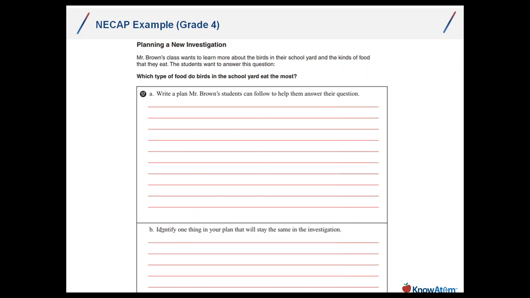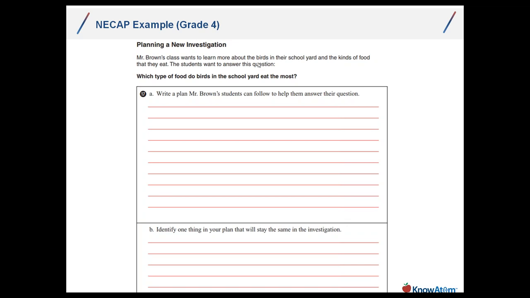Next piece, Mrs. Brown's class wants to learn more about birds in the schoolyard and the kinds of food that they eat. Students want to answer this question: which type of food do birds in the schoolyard eat most? Okay, so now we're going back to help write a procedure, write a plan. See, that's the thing. Planning's important. If students have been planning their investigations in your class all along, they're going to be able to construct a plan for how Mrs. Brown's students could figure out what type of food the birds in the schoolyard eat most. So they're going to be able to say what they need to observe, what kind of tools, and so on. Identify one thing in your plan that will stay the same in the investigation. Essentially, what's the control?